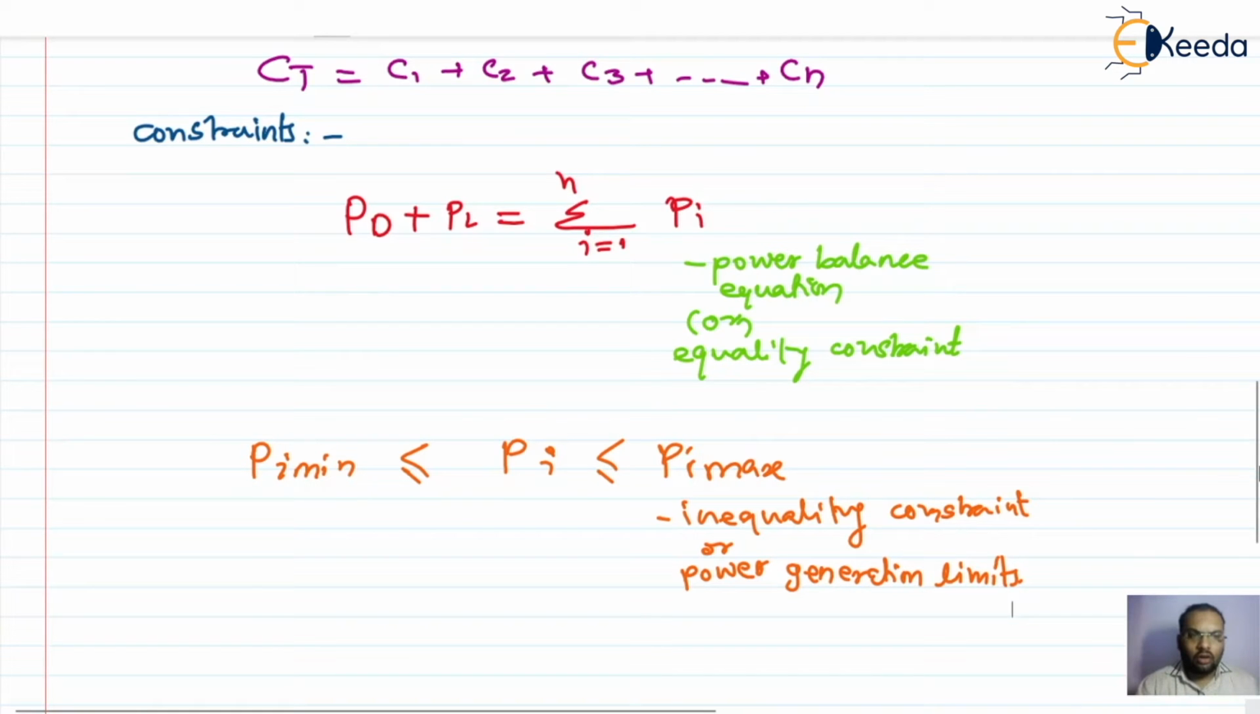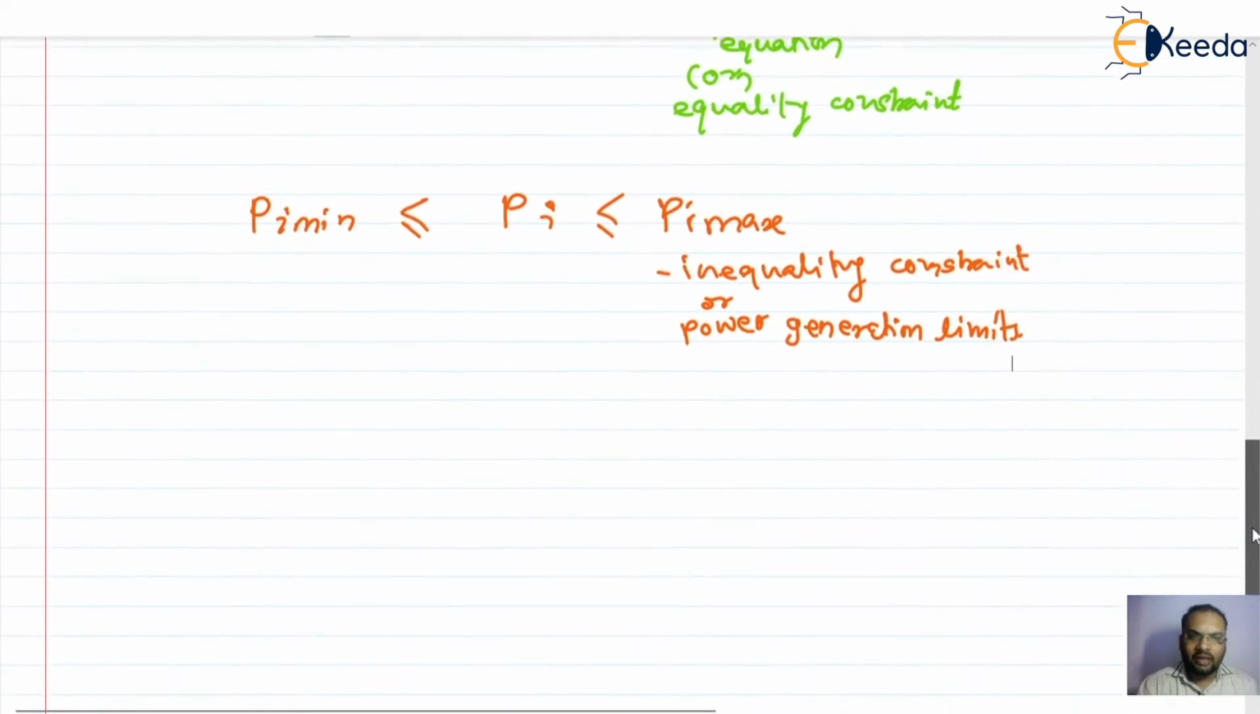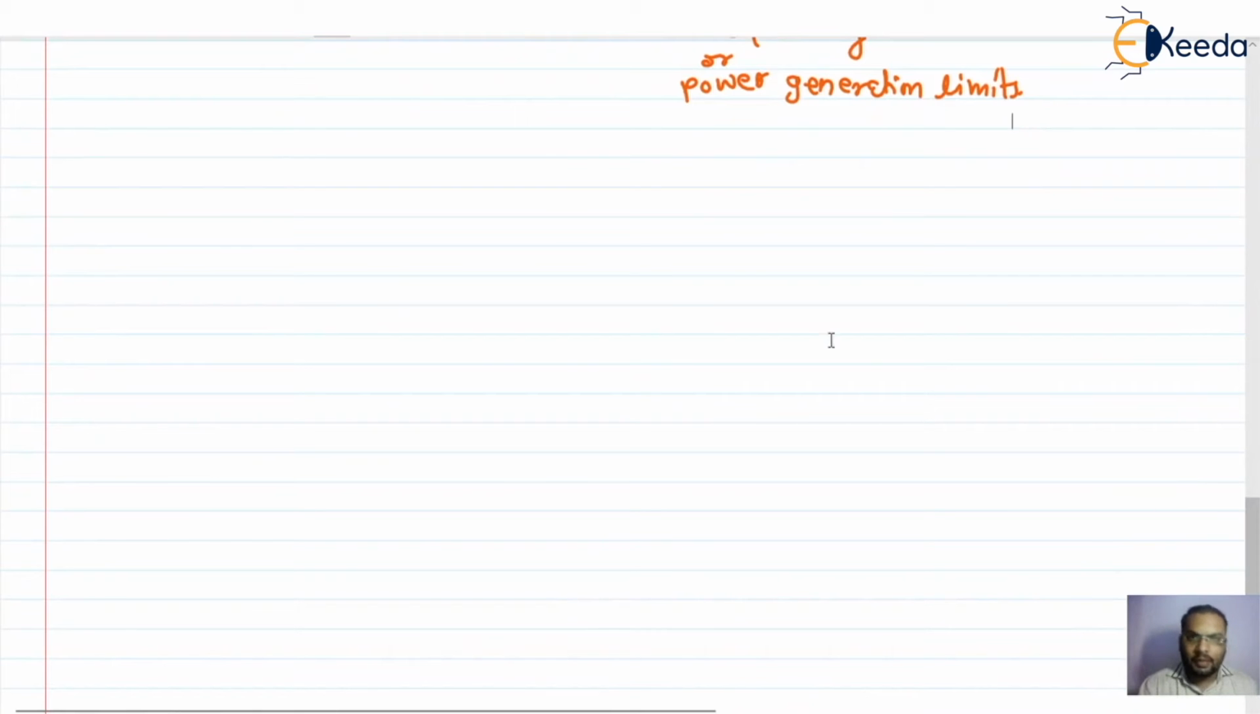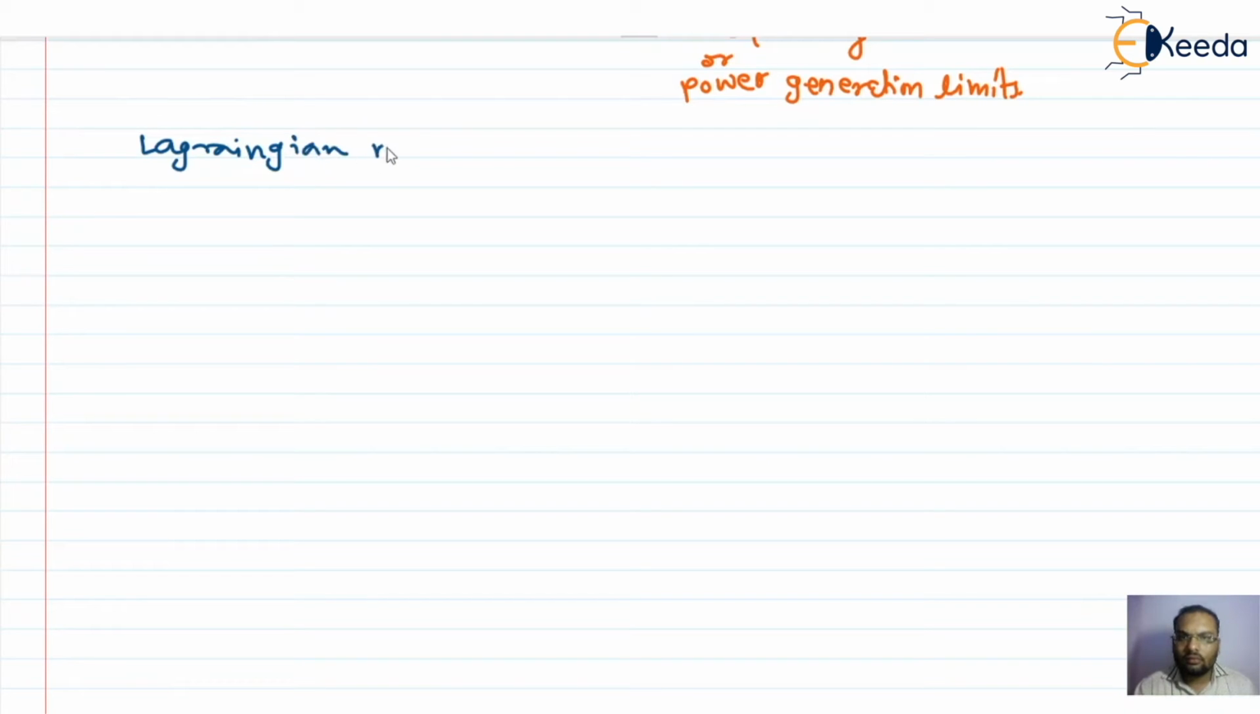So while solving this problem, we should satisfy these two constraints. Of course, we know how we can get the minimum of the total operating cost. For that, definitely we will take the help of the Lagrangian multiplier method. So I'm going to use the Lagrangian multiplier method here.